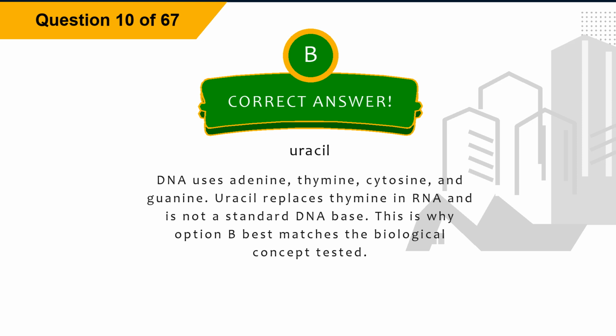Explanation. DNA uses adenine, thymine, cytosine, and guanine. Uracil replaces thymine in RNA and is not a standard DNA base. This is why Option B best matches the biological concept tested.